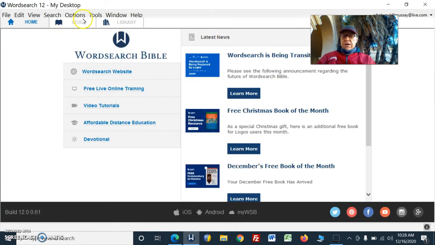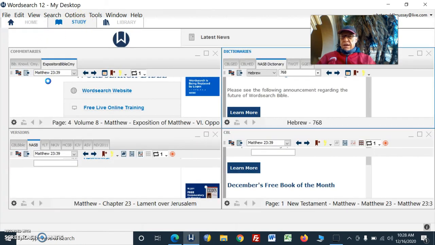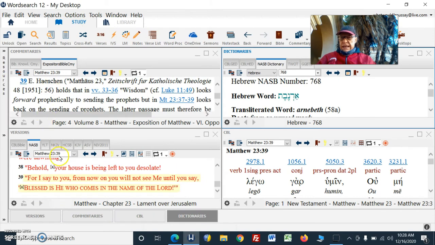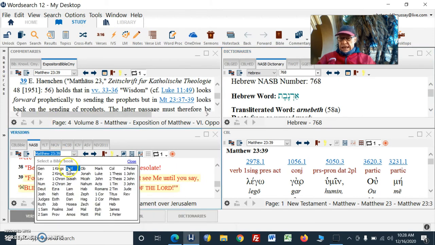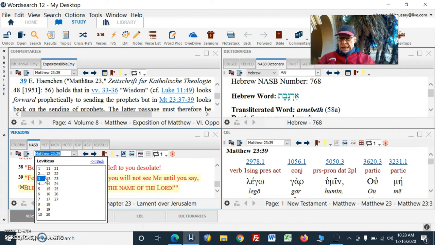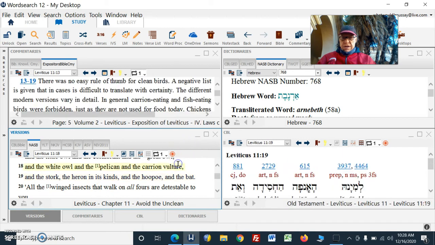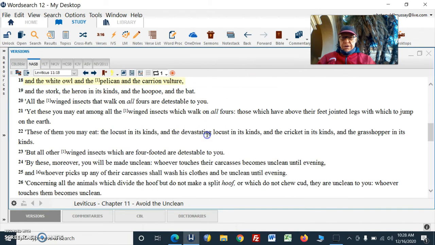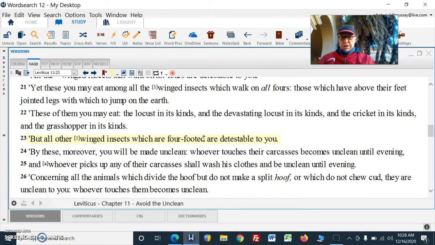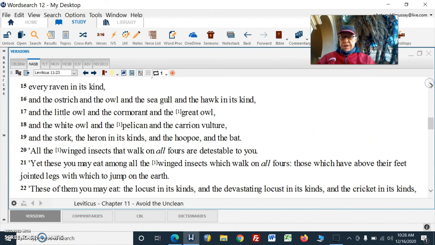Let's go back and look. Leviticus 11:19. Let's make it bigger and even bigger. Let's see what 11:19 says. In the stork, the heron, its kinds, the hoopoe, and the bat. Okay.